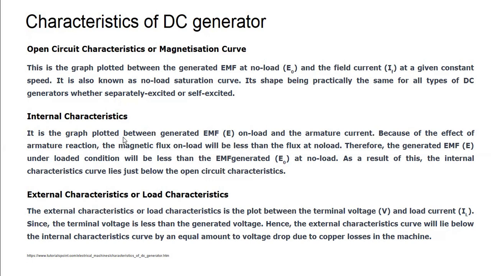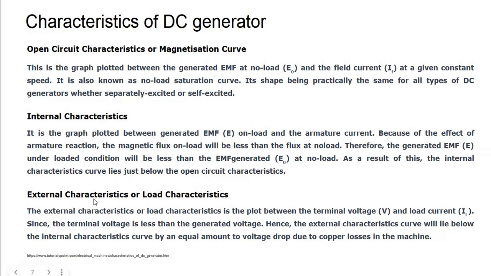If we consider the load, then there will be an armature reaction effect. So the actual generated EMF during the load condition will be slightly lesser than the no load EMF, because at no load condition the armature reaction will not be there. So if we plot the generated EMF at a loaded condition against the armature current, we will get the internal characteristics. So this is the internal characteristics.